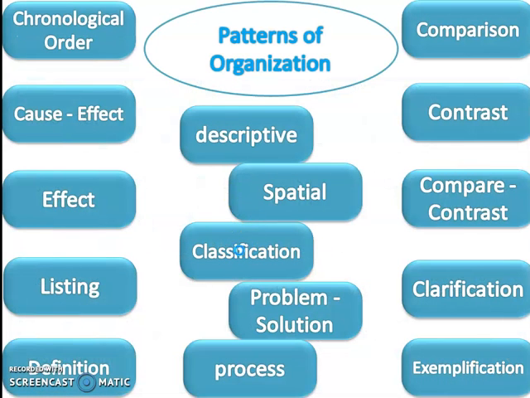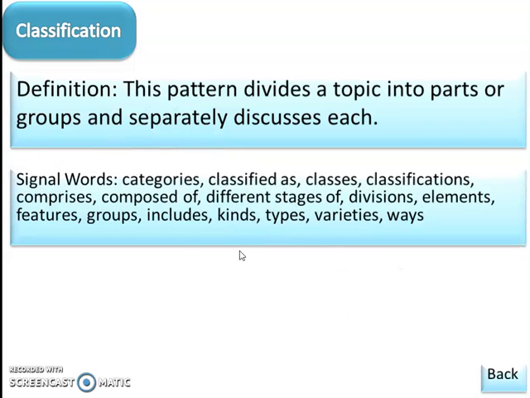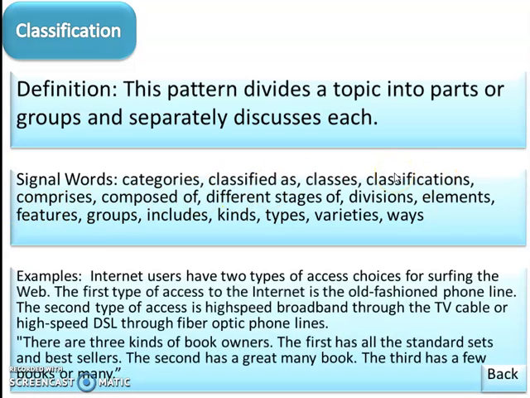Classification. We have a topic which is classified into parts or groups. We use words like categories, classified, classes, classification, stages, divisions. Let's take a look at this example. There are 3 kinds of book owners. The first has all the standard sets and bestsellers. The second has a great many books. The third has a few books or many. So here he's classifying them.